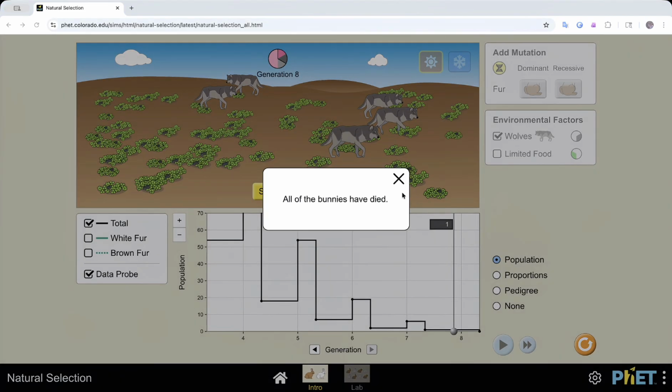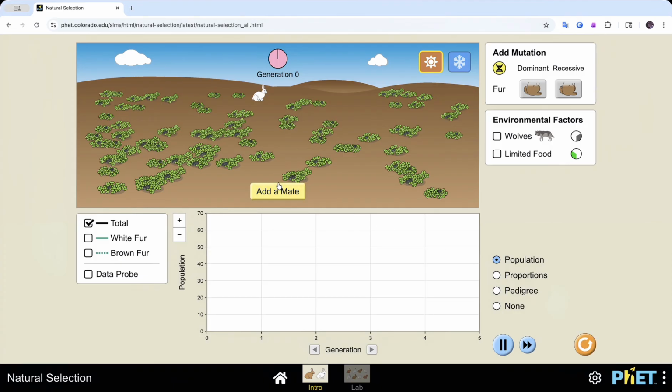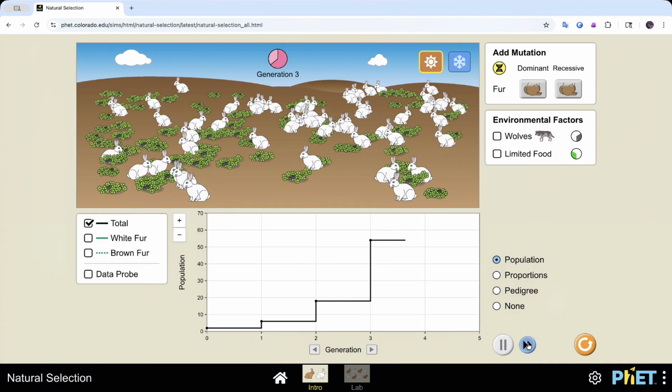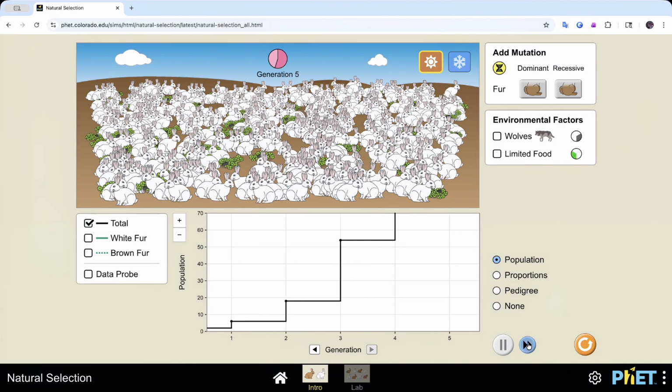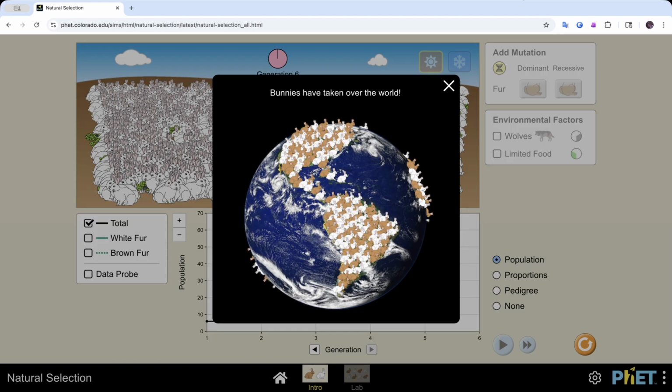Now let's try something different. Click the orange restart button again. This time let the bunnies grow all the way to Generation 6 without adding any wolves. You can speed up the animation by clicking the fast forward button to move things along more quickly. Watch what happens when there are no predators present. You can see the population has exploded, and the simulation is telling us that the bunnies have taken over the world. With no wolves and no limiting factors, nothing is stopping the population from growing out of control.